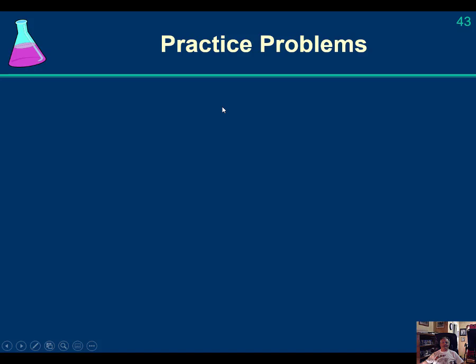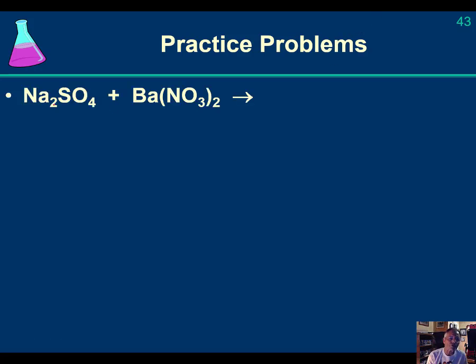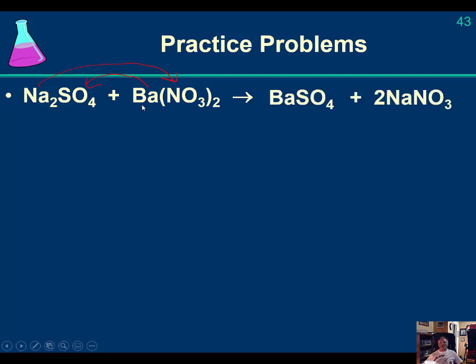So let's do some practice. The first thing you have to do in these problems is come up with a balanced equation. In this case, it's a metathesis reaction. So sodium is going to get together with nitrate. Barium is going to get together with sulfate. So we're going to flip those around. We're going to swap partners, and here's what we come up with. Now I've gone ahead and balanced the equation, so we don't have to worry about that.